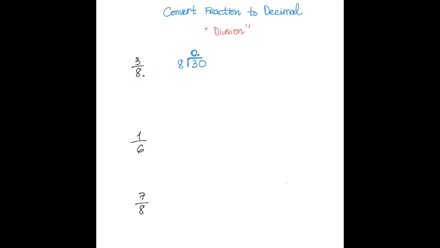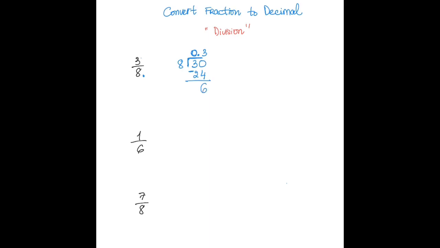So now you know 30 divided by 8. How many times that 8 go into 30? 2 times 8, 16, 3 times 8, 24, 4 times 8, 32. So it's gonna be just 3. 3 times 8, 24. 30 subtract to 24, you got 6.